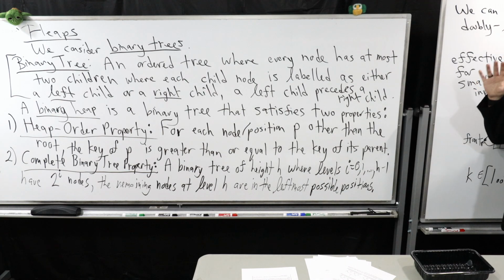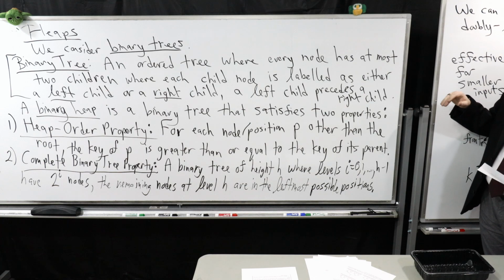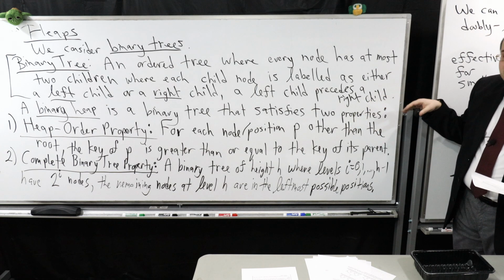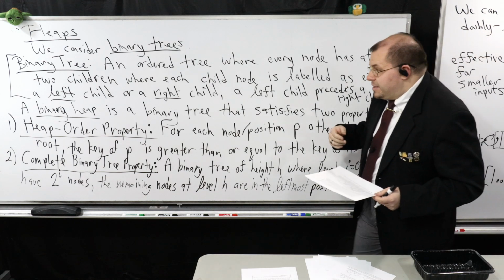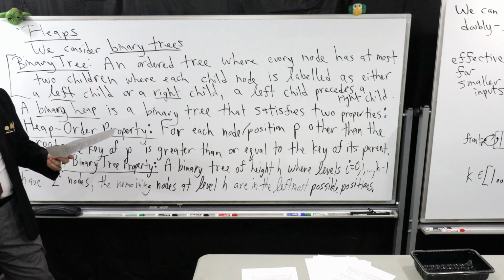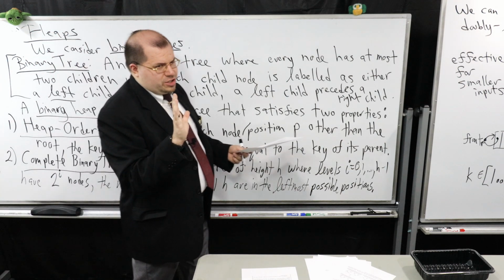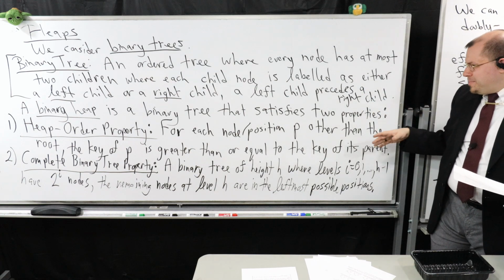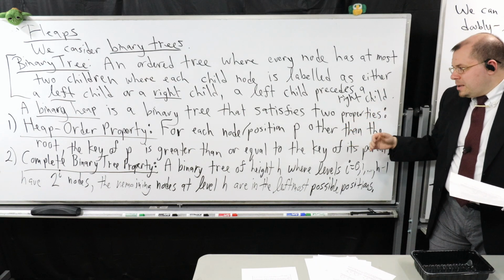So the way you've got to visualize this is that you're going to have this first property that maintains the ordering of keys in the tree. But notice it's not necessarily as strict as the binary search tree property. This is a little bit looser.